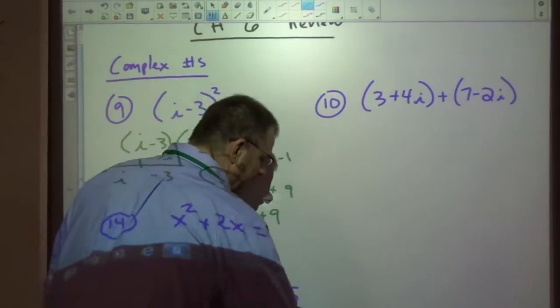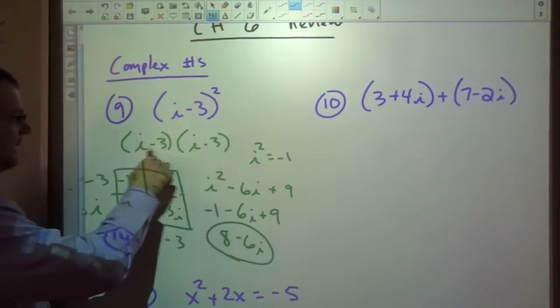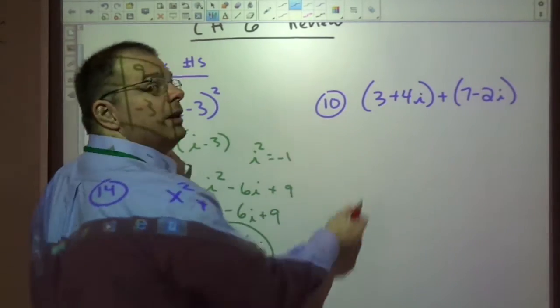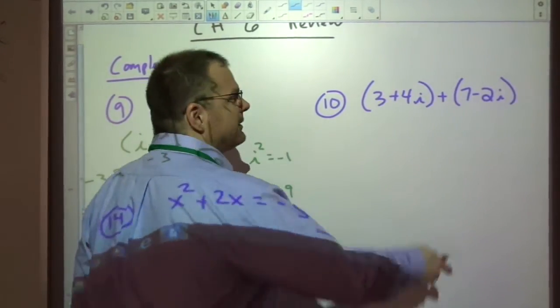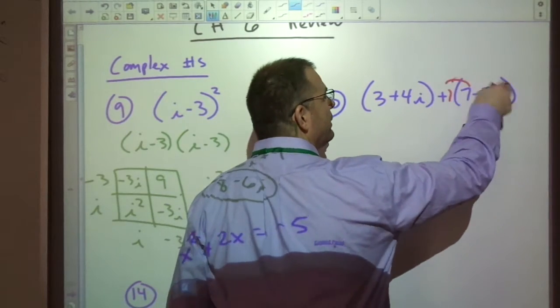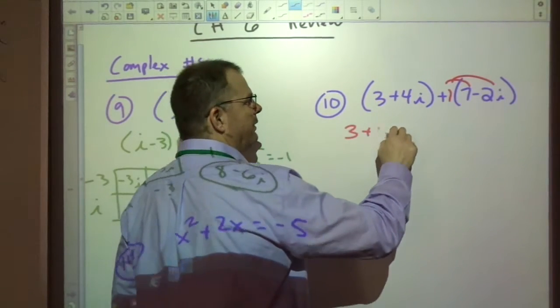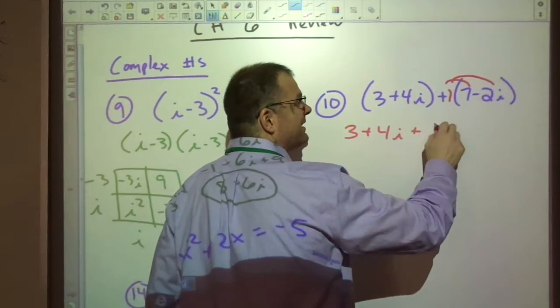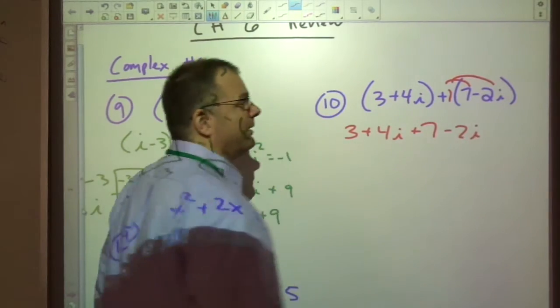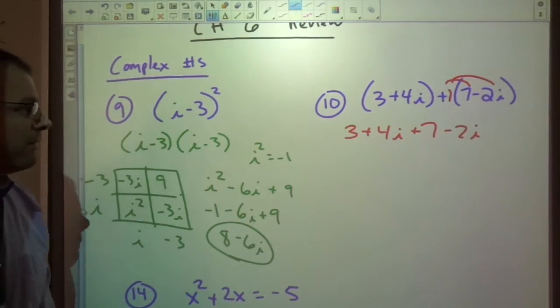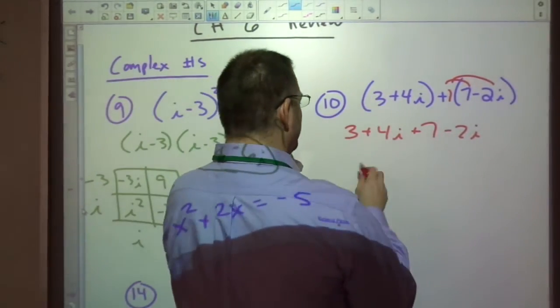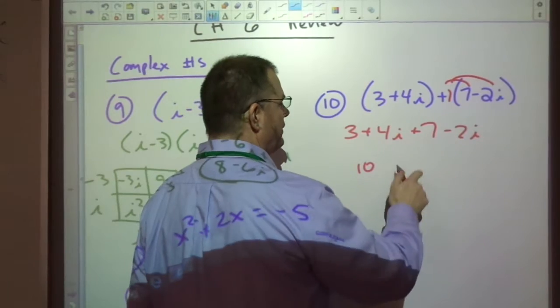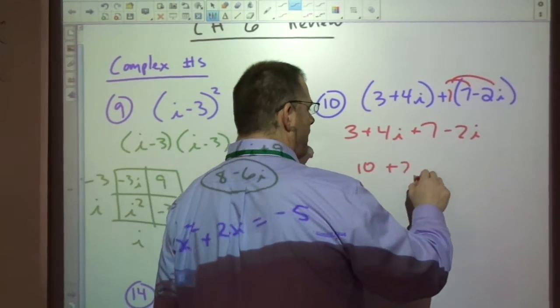In the second problem, it's not like this because instead of sitting next to each other, they're being added. So if they're being added, that's like a plus 1 sitting there that we can just distribute. So we have 3 plus 4i plus 7 minus 2i. We don't need to do the area model because they're not being multiplied, they're being added. Now let's take the reals together, 3 plus 7, and the imaginaries together, 4 minus 2. Done.